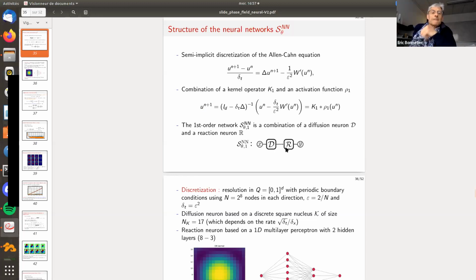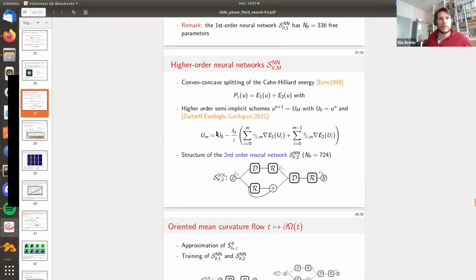Right. And the problem is that if you want to obtain a better precision in delta t and delta x, you need to introduce a higher order semi-implicit scheme. So to obtain better precision with respect to the discretization in time and in the spatial variable, we look at the form of a higher order semi-implicit scheme, and here E1 is associated to the diffusion operator, and E2 is associated to a nonlinear functional.